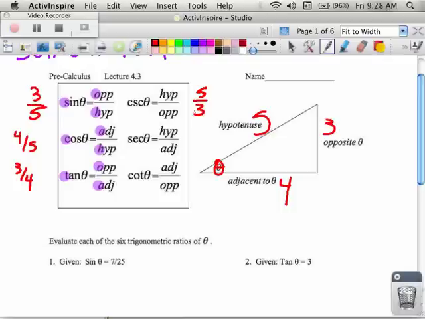Secant is the reciprocal of the cosine, or in other words, flip that. So the secant in this case would be 5/4, and the cotangent is the flip of the tangent. So in this case, it would be 4/3.